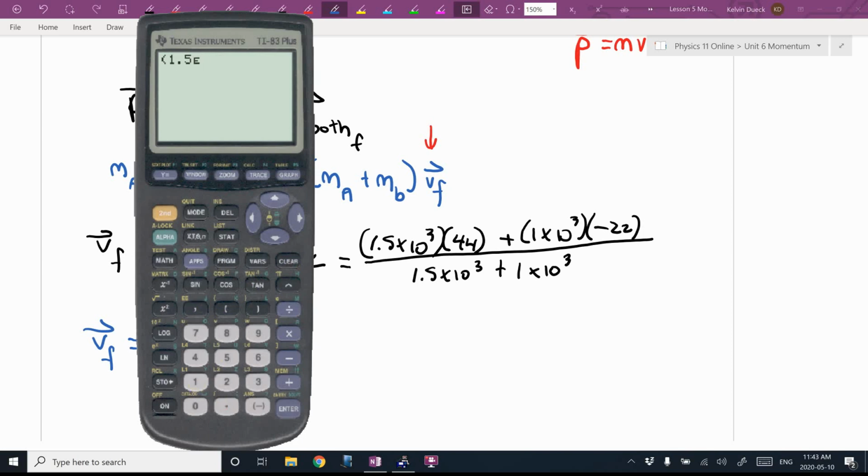1.5, scientific notation button 3, times 44 plus 1, scientific notation button 3, times negative 22, close off the top, divided by, open up a bracket, 1.5 times 10 to the 3 plus 1, scientific notation button, 10 to the 3. And I get positive 17.6 meters per second. So this head-on collision ended with car B getting pushed backwards and car A slowing down but still moving forwards.